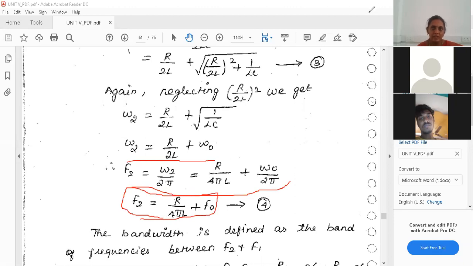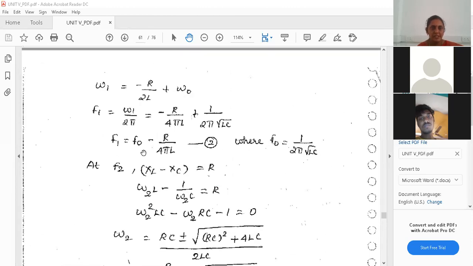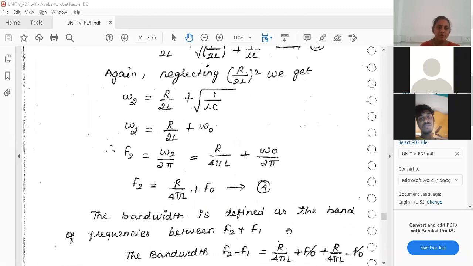Okay. What is the F1 value? F1 we have derived as F0 minus R by 4 pi L. F2 value is F0 plus R by 4 pi L. This is the difference between F1 and F2. At F1, the circuit behaves like an inductive circuit, and at F2, it behaves like a capacitive circuit.